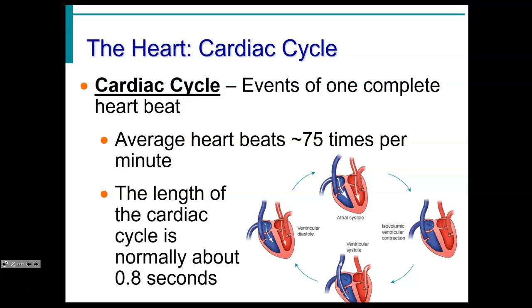Some endurance athletes are even under 60. So you have to understand the history of people and their activity level and so on. But the length of a cardiac cycle is about 0.8 seconds. So, about 1 to 1.5 beats per second.